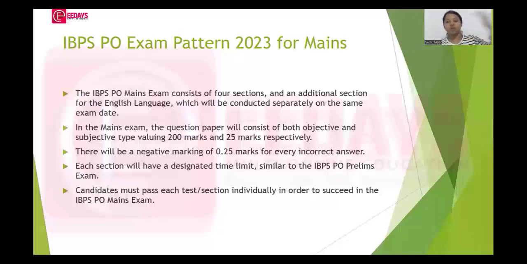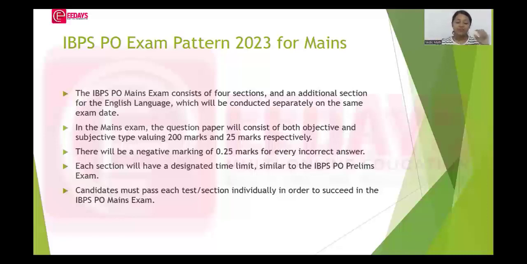So 200 marks goes for objective type, whereas 25 marks goes for subjective type. And here again you get this negative marking. Please guys, please be very aware of this negative marking. No matter how many marks you gain, if you commit any mistakes, it's going to lessen them, and hence your cutoff is going to drop immediately.